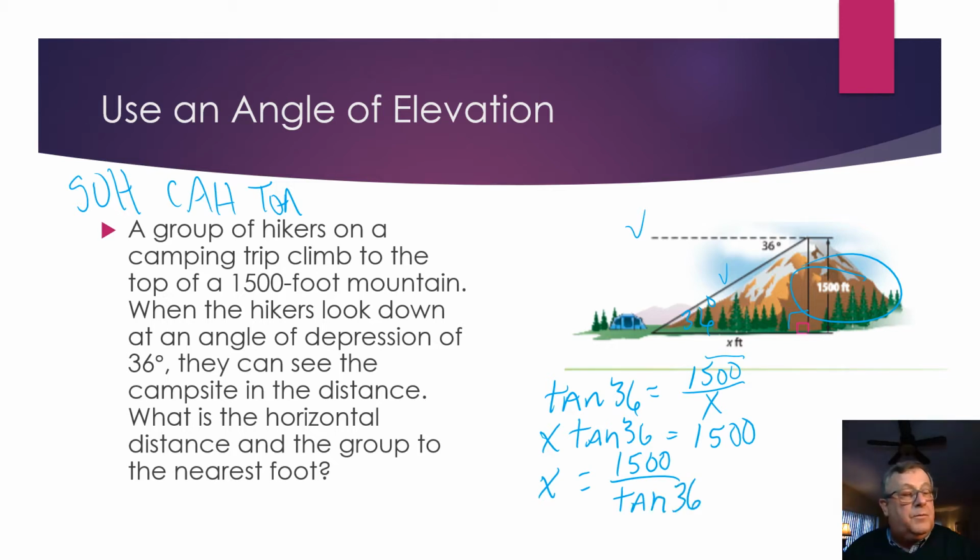By now, I think you probably should know how to do the keystroke, so I'm just going to enter this on my calculator. I've got 1,500 divided by the tangent of 36. First, I want to make sure I'm in degree mode, not radian mode, since we're using the tangent function. And that comes to 2064.57. We're to round this to the nearest foot. So this horizontal distance, x, is 2,065 feet from the campsite to where these guys are standing on top of the mountain.